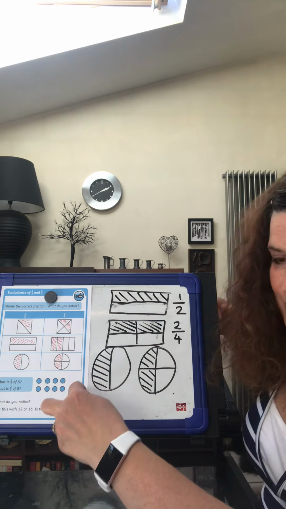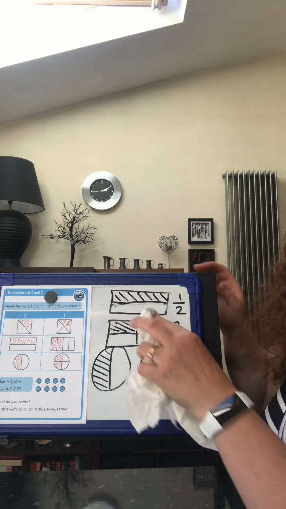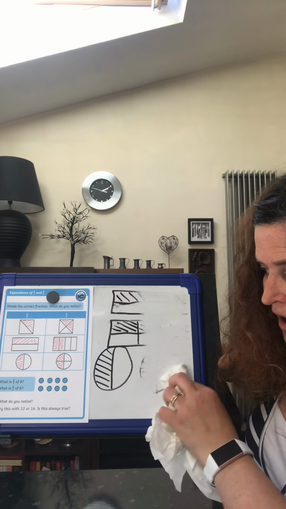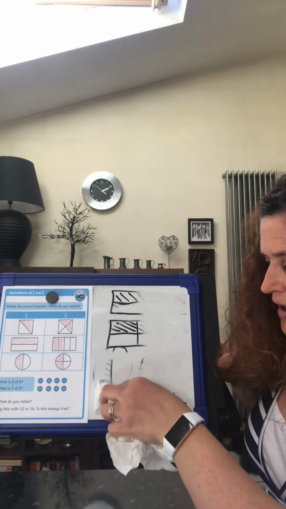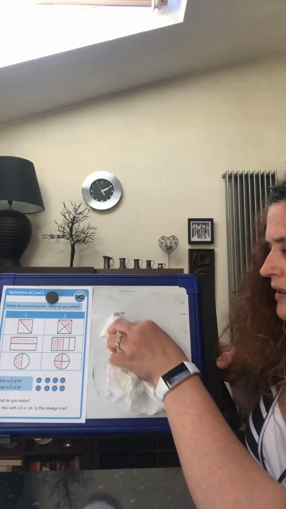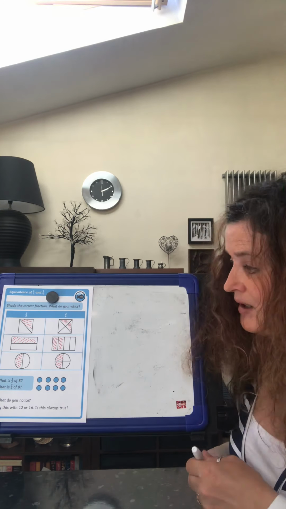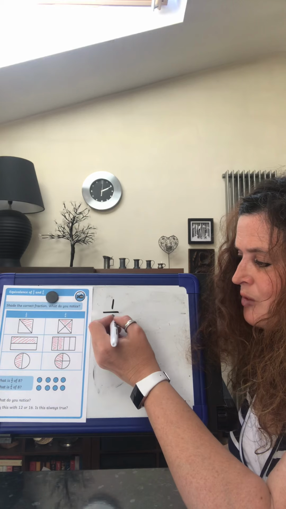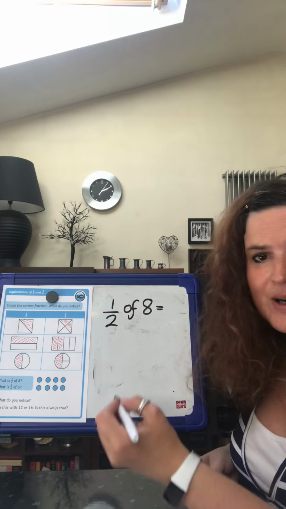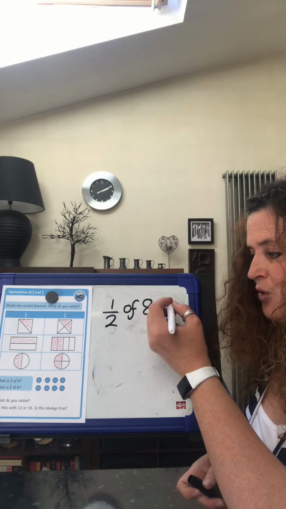Now, the bottom question on the sheet is a little bit different. It's asking us, what is a half of 8 and what is 2/4 of 8? Now, we had a question similar to this yesterday, and I remember saying, I'm sure if I asked you what a half of 8 was, you'd all be able to tell me without having to work it out. A half of 8, of course, is 4.